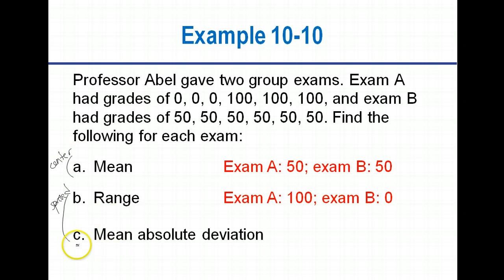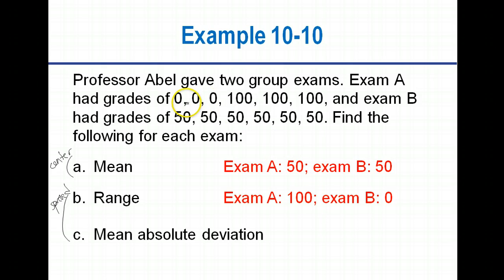Okay, so in part C, we're asked to calculate the mean absolute deviation. Now we can go through the complete calculation and practice it, or we can think about this a little bit more intuitively here. Remember that the mean absolute deviation is what? The average of how far apart each of the data points is from the mean. Well, in part A, we found the mean for each of the exams. For A, it was 50. How far apart on average are each of the points in A from the mean of 50?